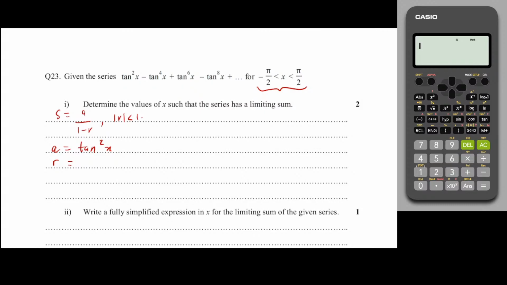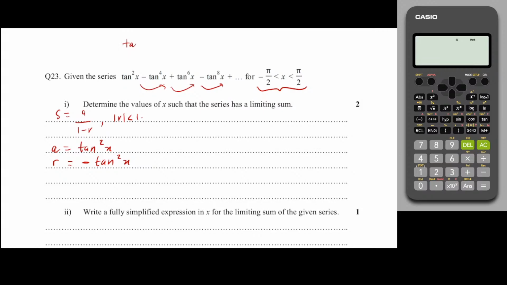And our R value. Now, our R value is the value that it's going up by each time. So it's swapping between negative and positive in each jump. So my R value is going to be negative something. And what's it going up by each time? Well, it's going up by tan to the power of 2. So we're multiplying it by tan squared. So each time we're jumping it up, we're multiplying by tan squared.